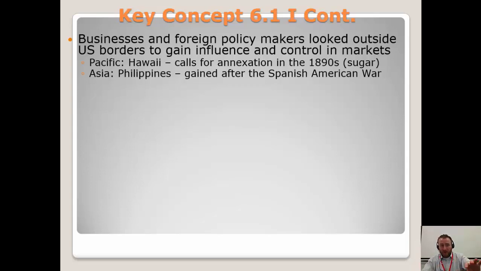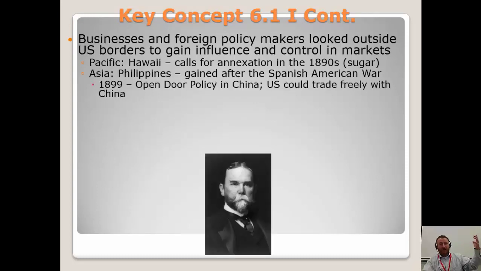Again, this is an overview, but it's enough to know for now we were looking outside the United States for resources and to expand capitalism.